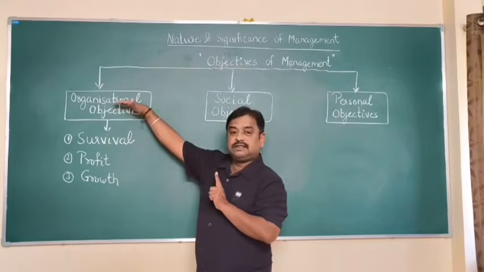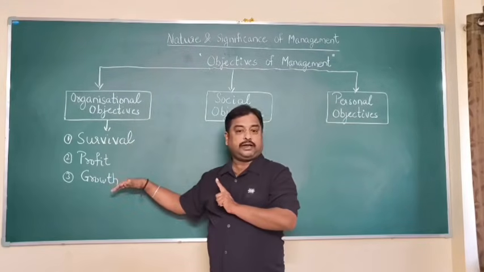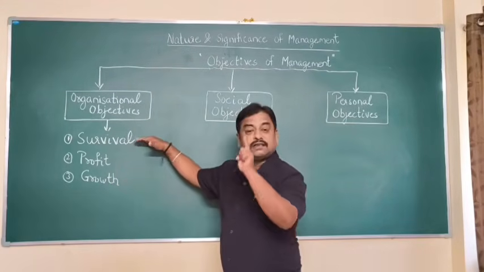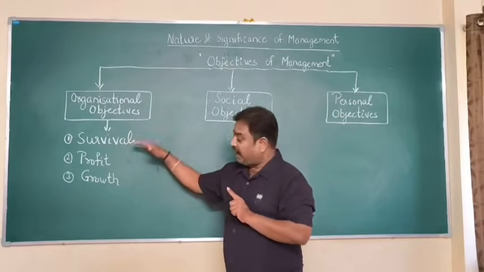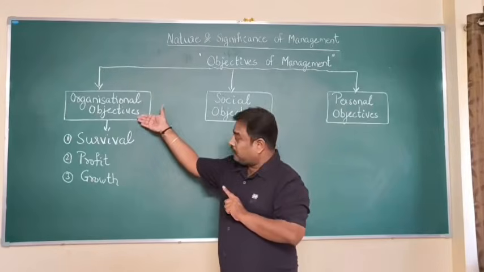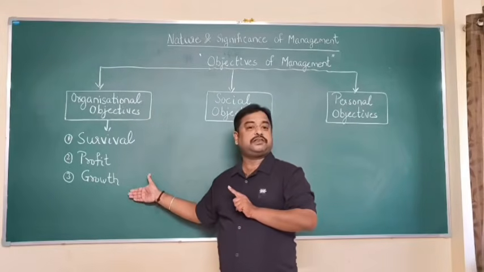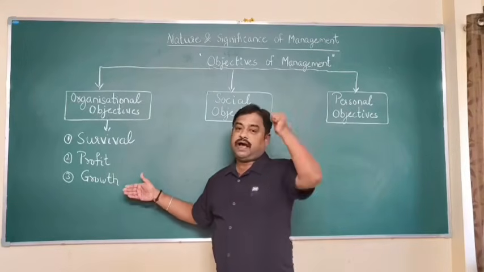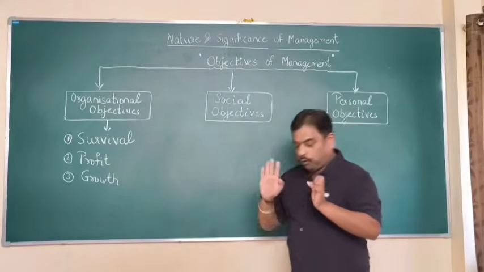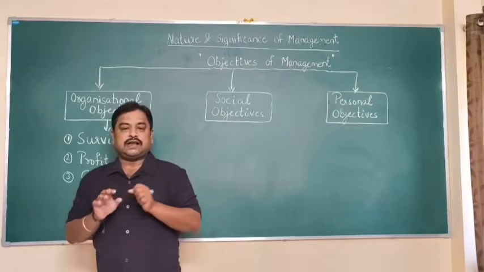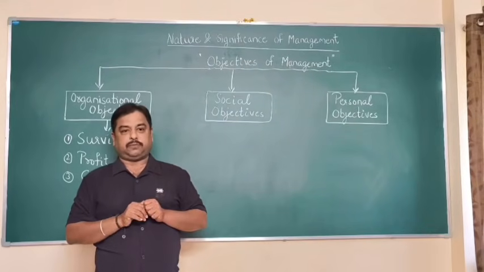So 3 organizational objectives. One is survive in the market, then start earning the profit, and then grow. And to achieve all these organizational objectives, you need proper management. So the first objective, I hope the students are clear with the organizational objectives.